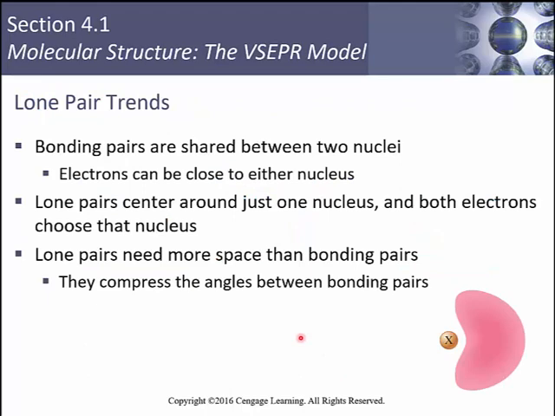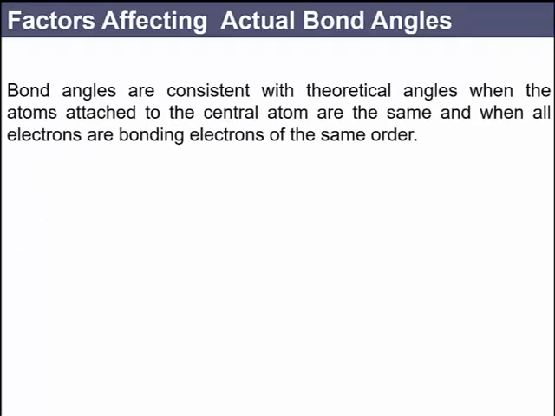Let's look at some of the trends here. Bonding pairs are going to be shared between 2 nuclei. Electrons can be close to either nucleus. Lone pairs are going to center around just 1 nucleus, and both electrons choose that nucleus. The lone pairs are going to need more space than the bonding pairs, and they are going to compress the angles between bonding pairs. So they're going to take up a lot more volume than you think they would. Okay. So we've got a couple of factors that are going to affect our bond angles.